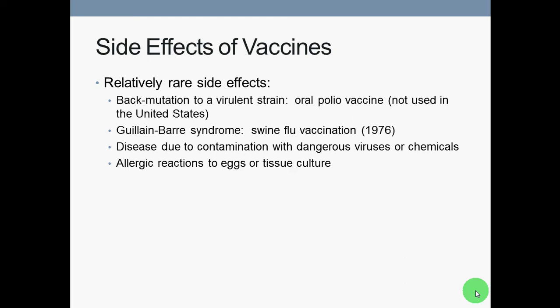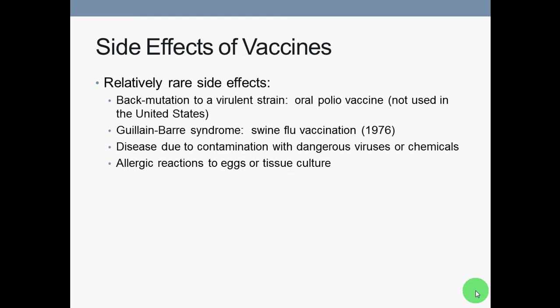One example of when Guillain-Barré syndrome was a side effect of a vaccination was the swine flu vaccination of 1976. And oddly enough, my grandmother actually developed Guillain-Barré syndrome from that vaccination. She recovered quite quickly and was perfectly fine afterwards.